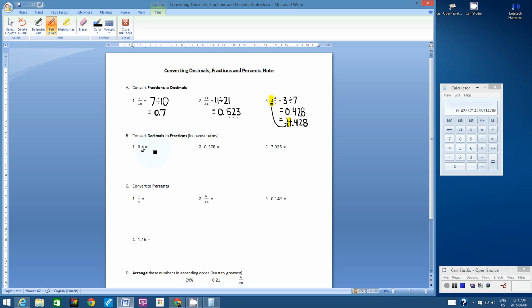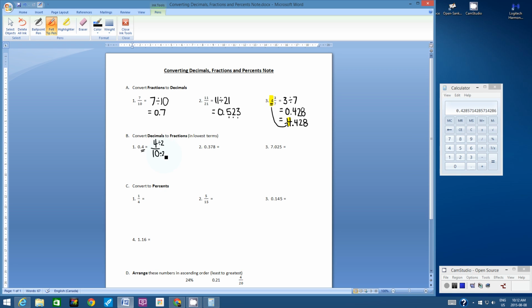So the tenths becomes the denominator. So what's the numerator? Well, the numerator is simply the number after the decimal place. The number after the decimal place is a 4. So 0.4 equals 4 tenths. That makes sense. It's a 4 in the tenths column. Now, before we move on, we always have to ask ourselves, is this fraction in its lowest terms? Well, because the numerator and the denominator are both even numbers, we know that we can divide both the top and the bottom by 2.